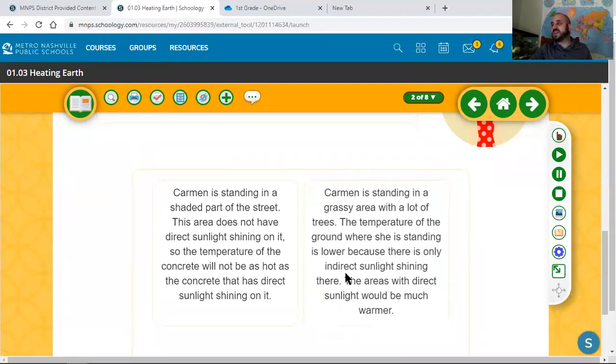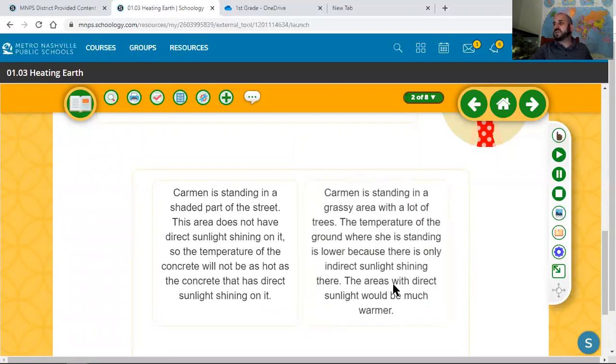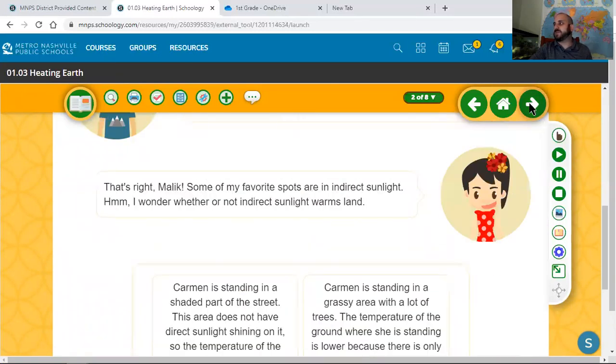In this one, she's standing in a grassy area with a lot of trees. The temperature on the ground where she's standing is lower because there's only indirect sunlight shining there. The areas with direct sunlight would be much warmer.